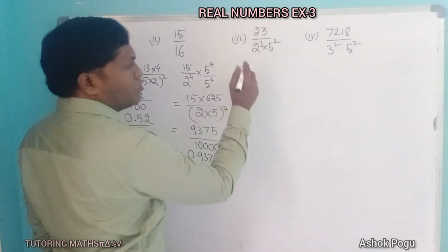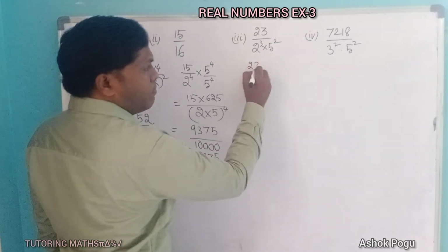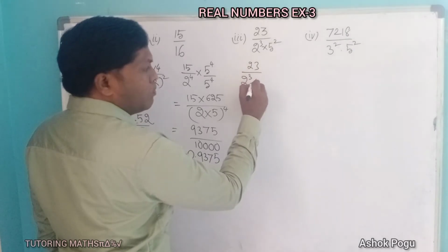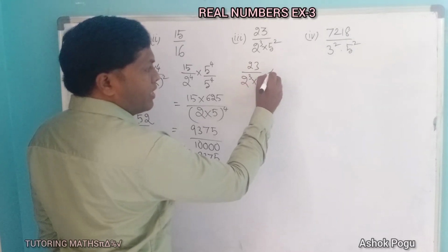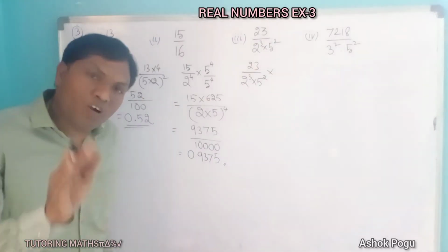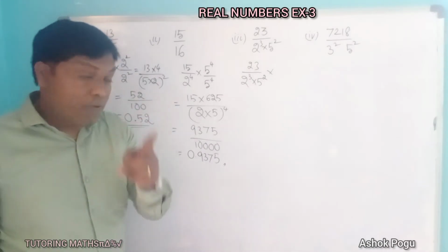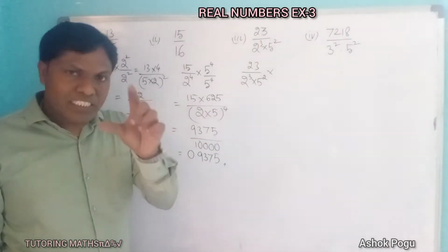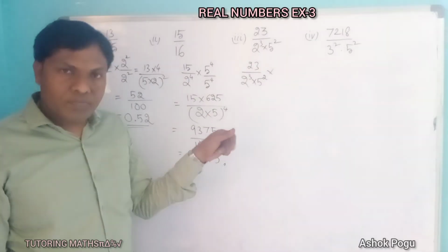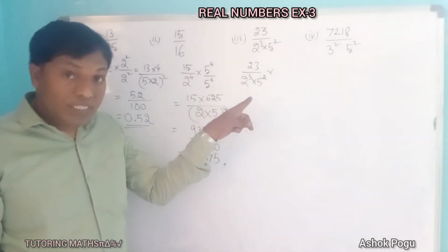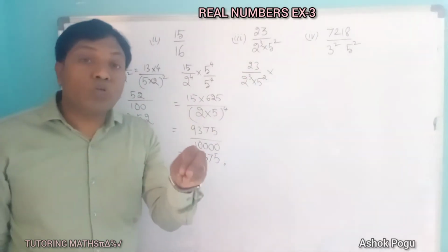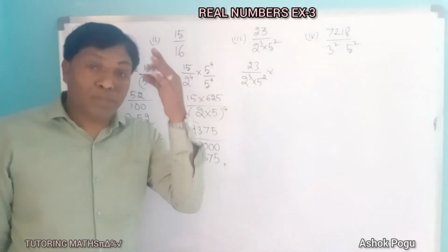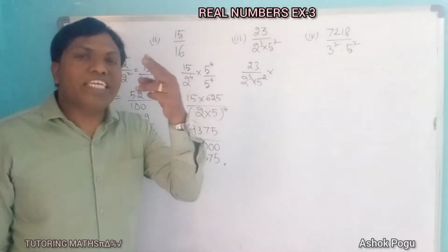And coming to the next question, it is 23 by 2 cube into 5 square. Yes. By what number, by what fraction do we have to multiply? Check properly. First of all, the greatest exponent number, 2 cube. Here it is 2 cube, isn't it? So 5 also should be expressed with the same exponent 3. But we have only 5 square.